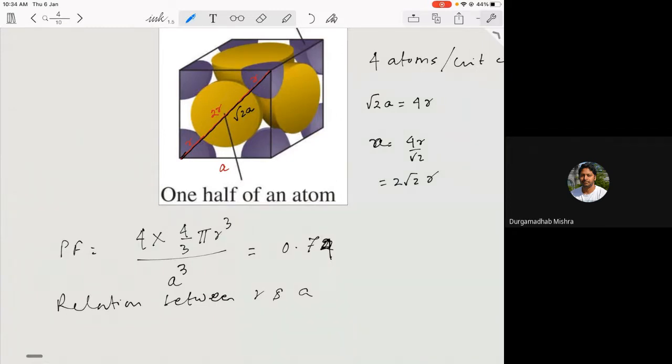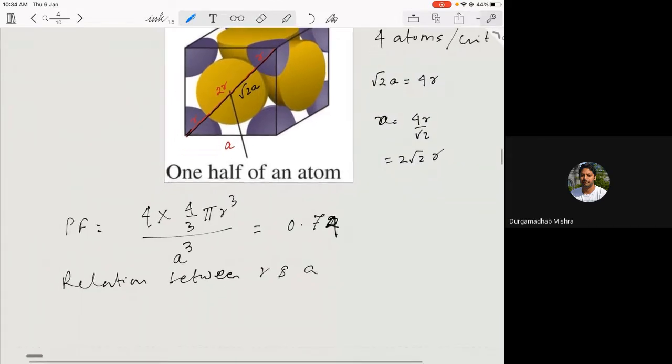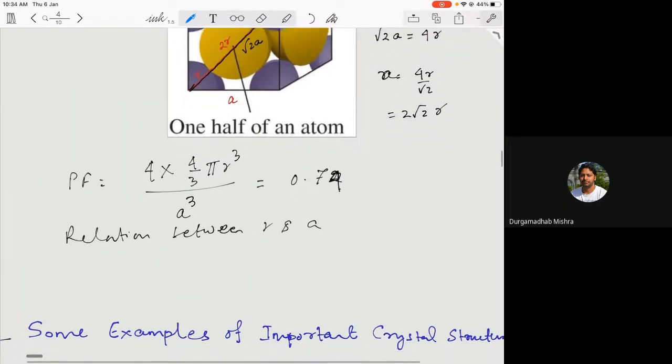Any question so far, or is it fine? Okay, so you can do these calculations also for simple cubic and BCC structures as well.